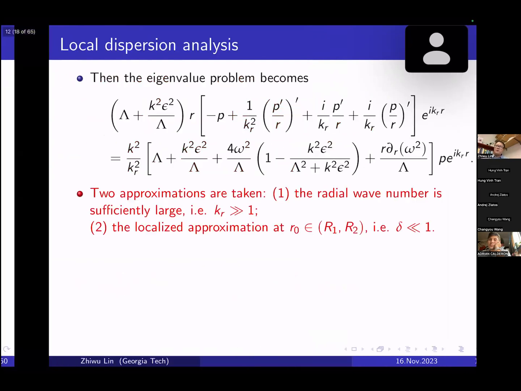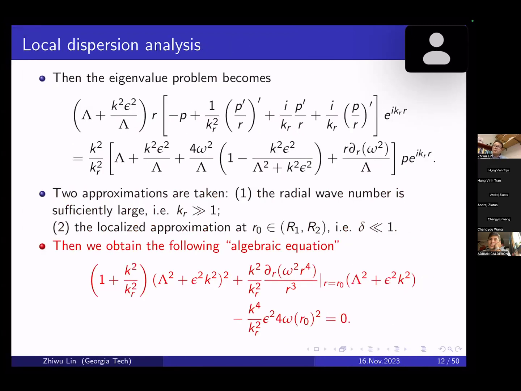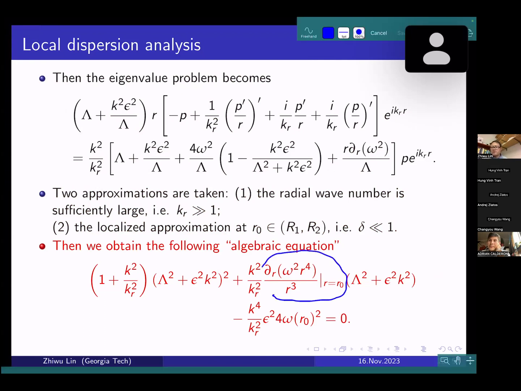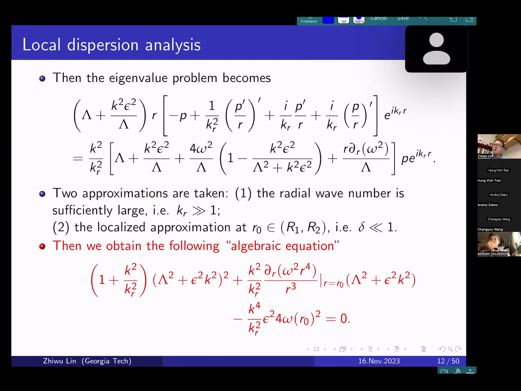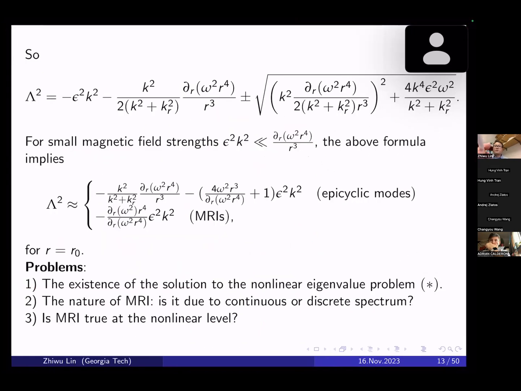If you take these two approximations, the ODE becomes an algebraic equation. It becomes the following algebraic equation. This is also called a dispersion relation. Now the coefficients only depend on the value of your profile at R0. You can use the root formula for the quadratic equation to find the solutions. You get the two roots.